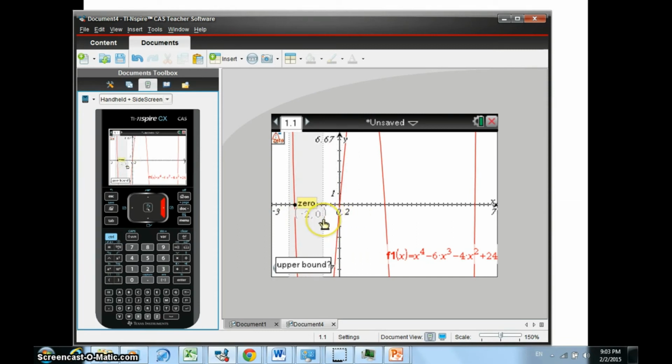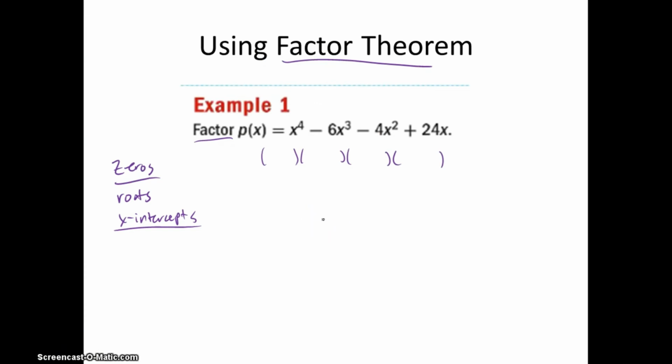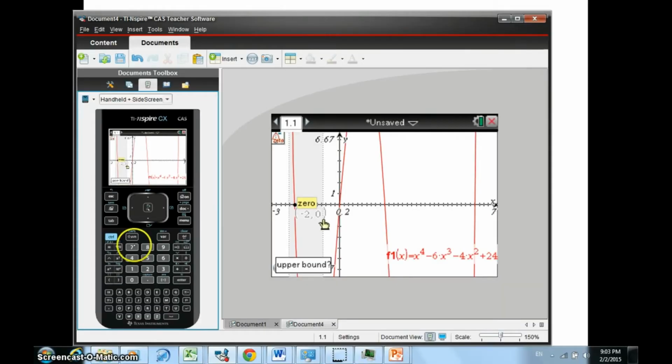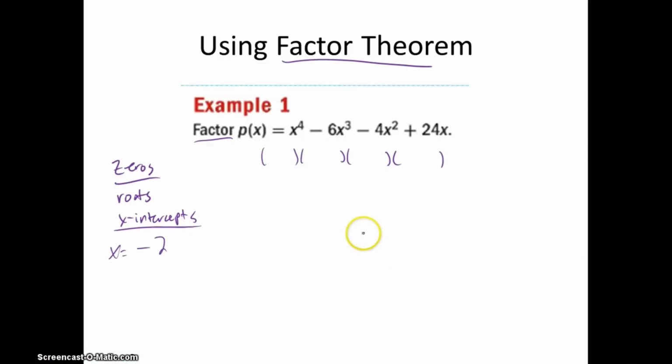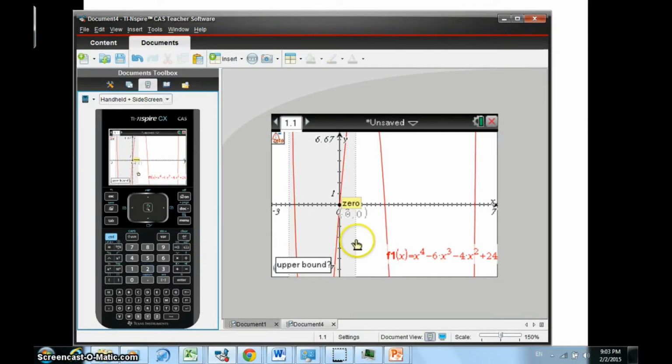So my first zero is at -2. Let's write that down. So -2 is a zero. That's x equals -2. And then if I keep scrolling over here, it looks like 0, right there, is also a zero. So 0 is a zero, x equals 0. If I keep scrolling over here, oh, it's not going to find the other ones for me. I'm going to have to find them on my own.